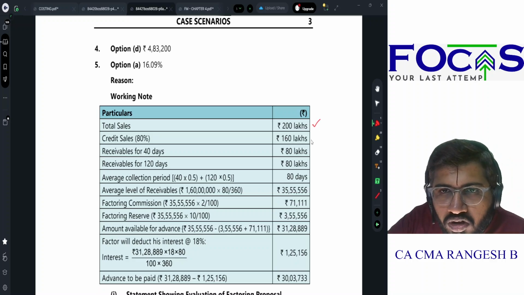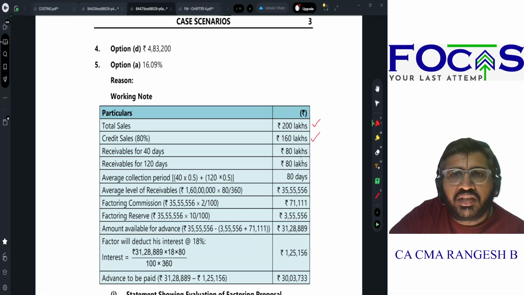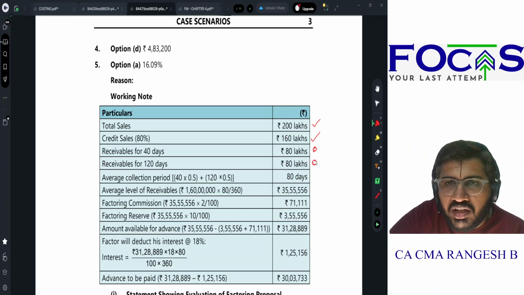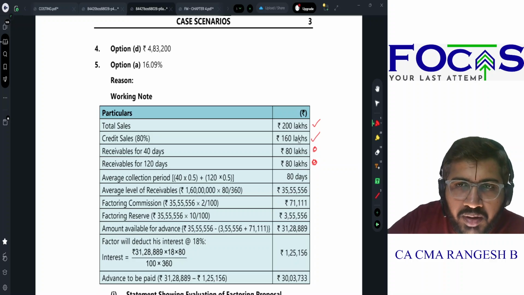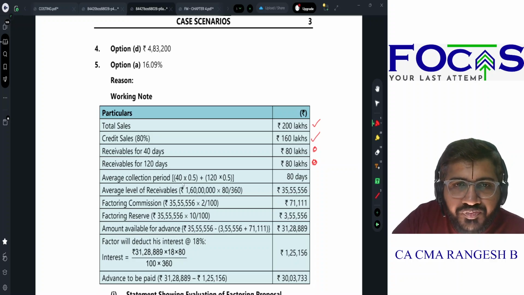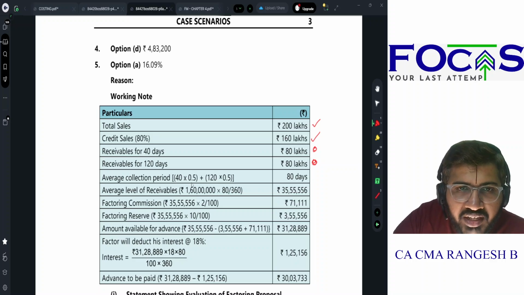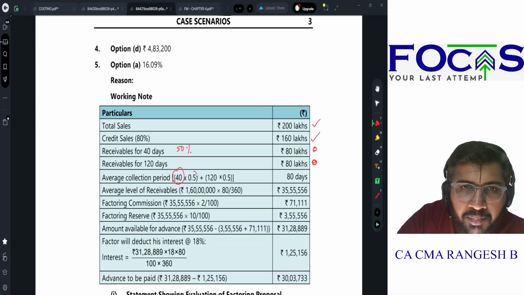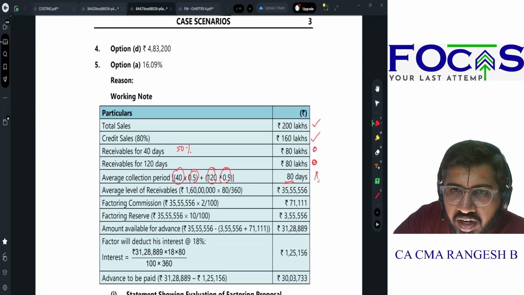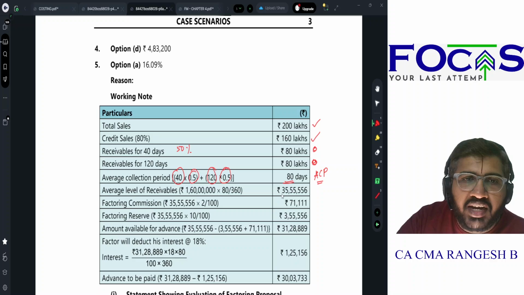We have already solved all of this: total sales, credit sales. So what have they said here? 50% they'll receive within 40 days, remaining 50% they'll receive beyond 40 days, which is by 120 days. So 80 and 80. So what is the average collection period? 40 days into 0.5, because 50% will pay in 40 days. 50% will pay in 120 days. So my average collection period ACP is 80 days.